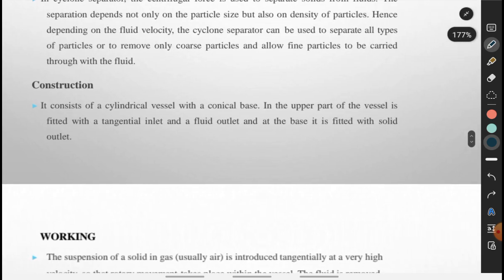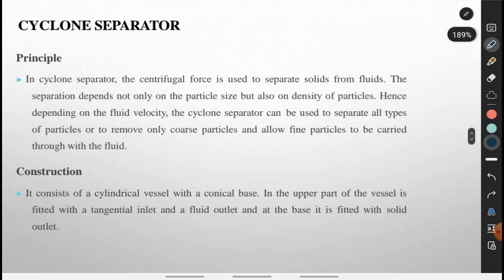So first of all, what is the principle? Cyclone separator uses centrifugal force to separate the solid from fluid, or you can say the fine particles. Separation depends on the particle size and density of the particle. Okay, and next is the construction.